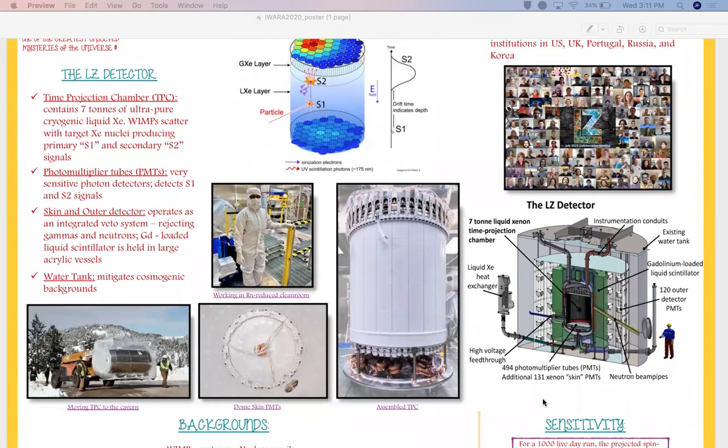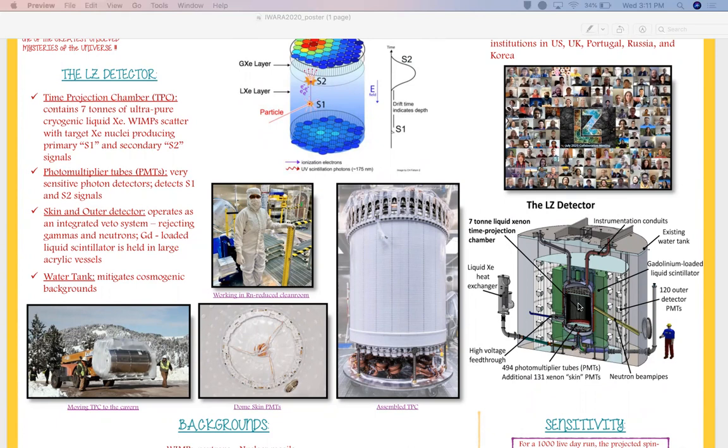Next, I will give you an overview of the LZ detector. This is the cross-section of the detector. At the core of the detector, we have the time projection chamber, or the TPC, which contains the liquid xenon, and the S1 and S2 signals are produced here.